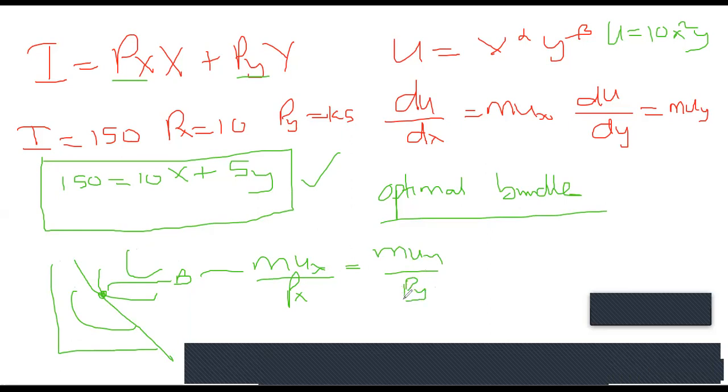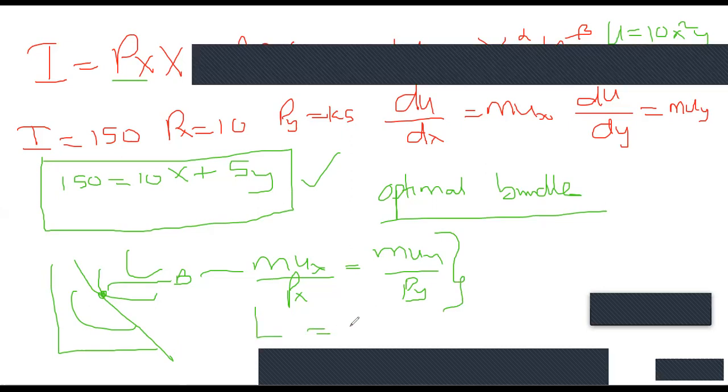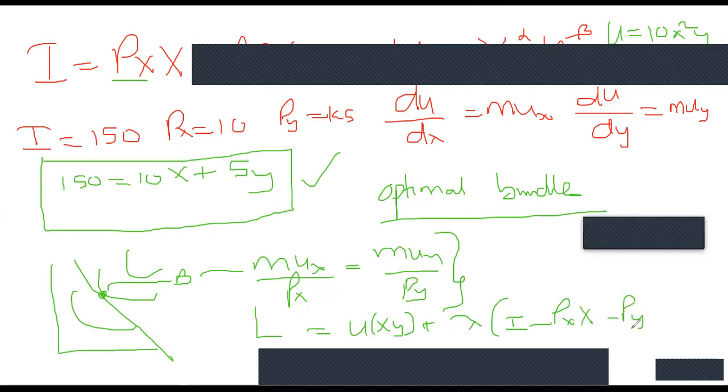Those of you who hate Lagrange, you can use this short formula. The Lagrangian function is given by the utility function in terms of x and y, plus lambda times income minus price of x times x minus price of y times y. Let me do a quick reminder.